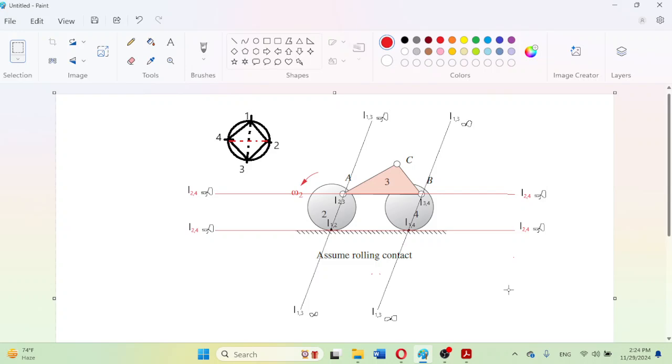Here like this. So in this way, permanent instant center I2,4 will also be located at infinity. Actually there is only one permanent instant center, but as this is located at infinity, we are not sure whether it is on this side or on this side at one instant. So in this way all 6 instant centers have been found.